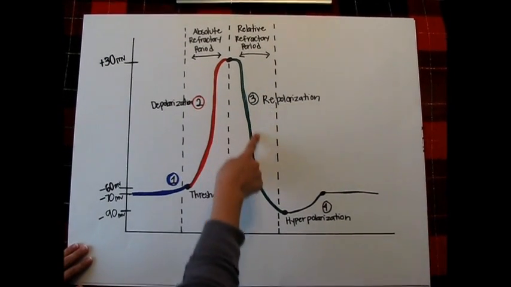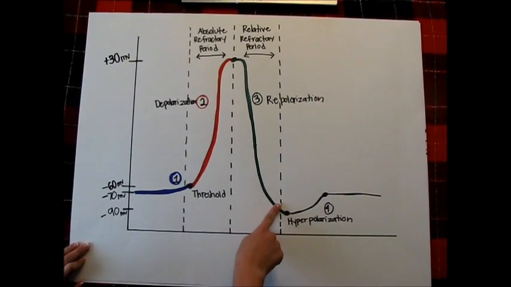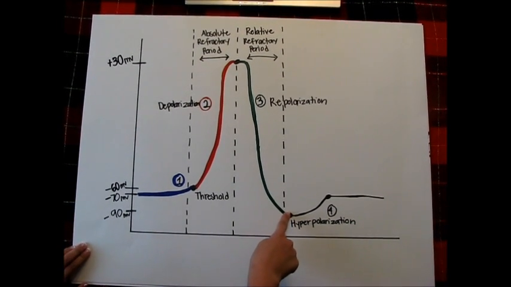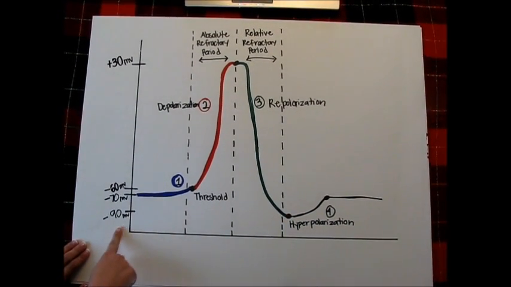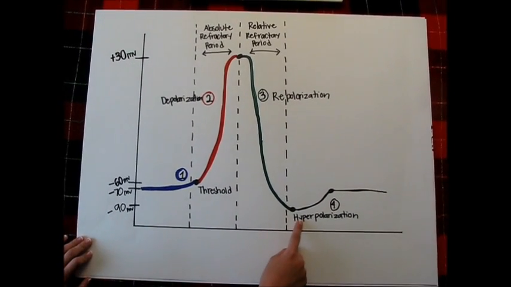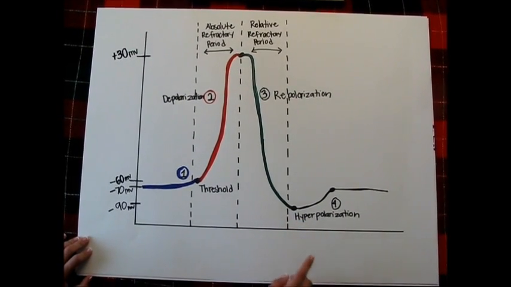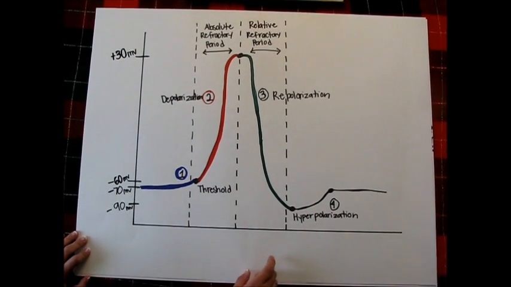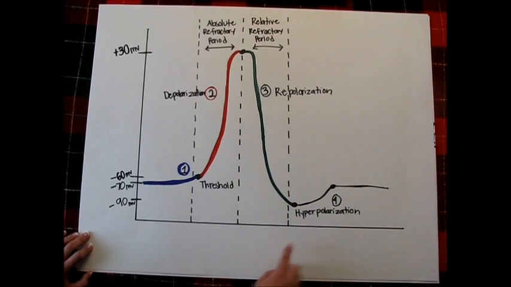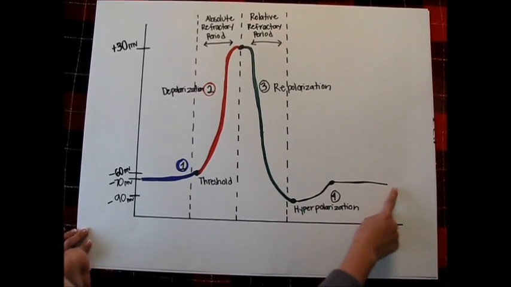The repolarization typically overshoots the resting potential, causing hyperpolarization. This is when the transmembrane potential reaches -90 millivolts. Hyperpolarization prevents the neuron from receiving stimulation from the opposite direction. The cell will then compensate and return to the resting potential where it is ready to receive another stimulus.